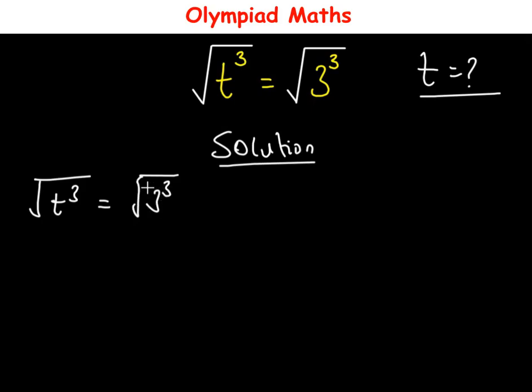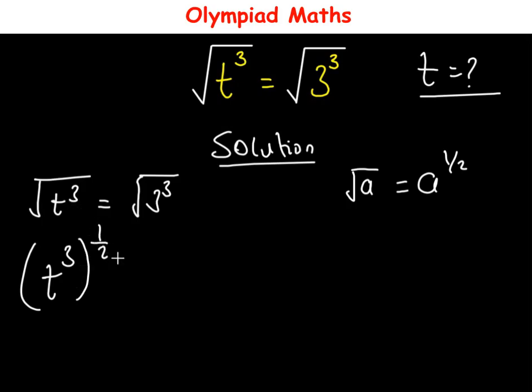Now, there is one rule I want you all to note: if you have square root of a, this equals a raised to power 1 over 2. So this means that square root becomes power half. So right here, t raised to power 3, then power of half, is equal to t raised to power 3, then power of half.